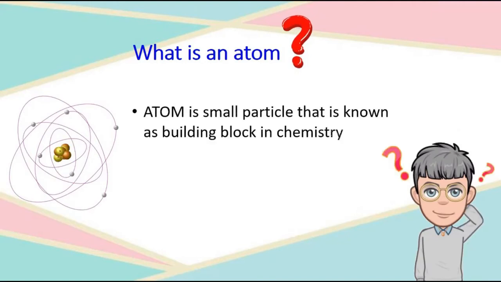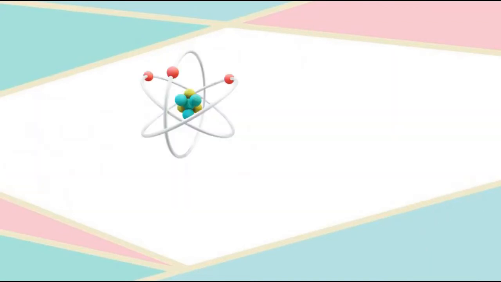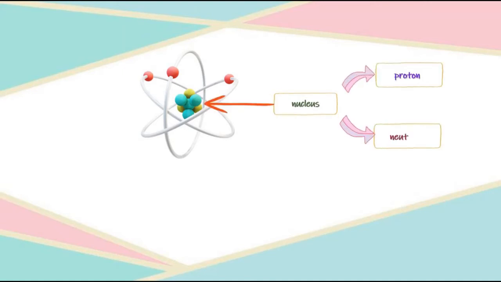What is an atom? Atom is a small particle that is known as the building block in chemistry. It is a very small particle which cannot be seen by our naked eyes. There are three subatomic particles in an atom. Nucleus at the center of the atom. Inside the nucleus, they have proton, which is positively charged, and the neutron, which is neutral. Electrons move in a circular orbit around the nucleus.